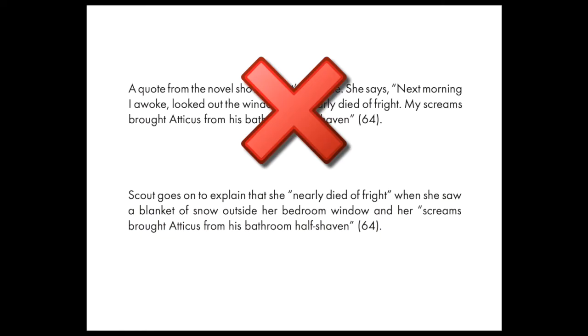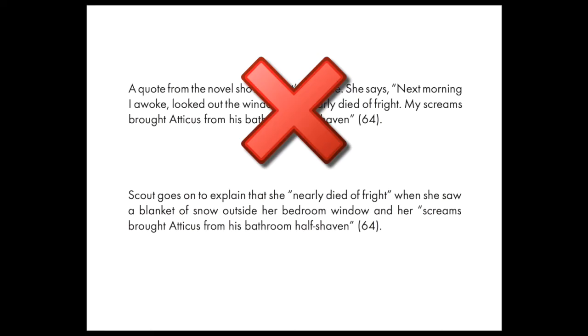Instead, Scout goes on to explain that she, quote, nearly died of fright when she saw a blanket of snow outside her bedroom window, and her screams brought Atticus from his bathroom half-shaven. And then the next sentence is where you can analyze that moment. Maybe you even want to connect this seemingly meaningless moment on a snowy morning in Alabama, because it doesn't snow very much, to the fact that Atticus is the one to remain level-headed in what appears to be disastrous circumstances. And then when we get into the trial of Tom Robinson, we can have that played out as a more concrete example of that. But even these small moments you can connect to the bigger theme of what your paper is about.